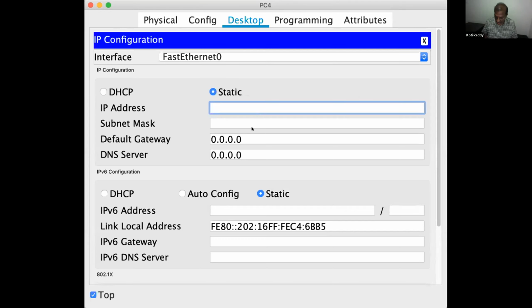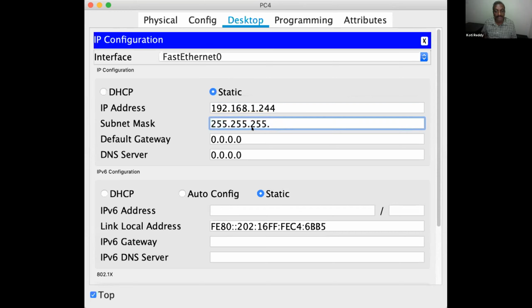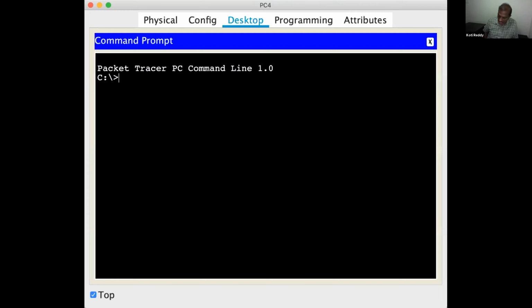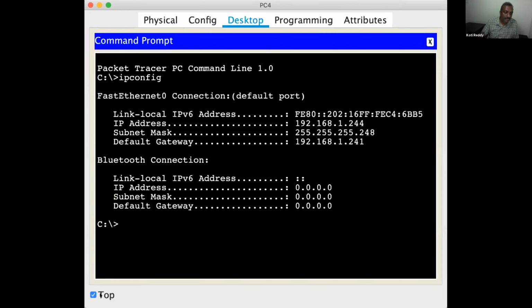192.44. So 192.168.1.244/29. 29 means 248, right? 248. The mask is 248. 192.168.1.241 is the default gateway IP address. Again, I say ipconfig. And see the IP address.